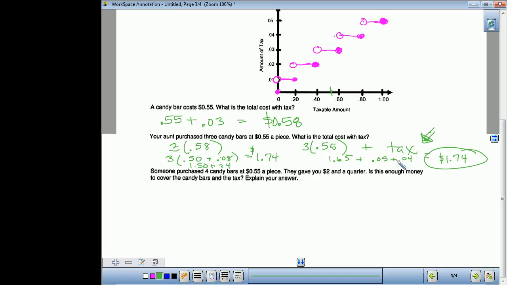Food is taxed at a different rate. Yeah, but not all food products. Let's see. Some food products are excluded from the discount.